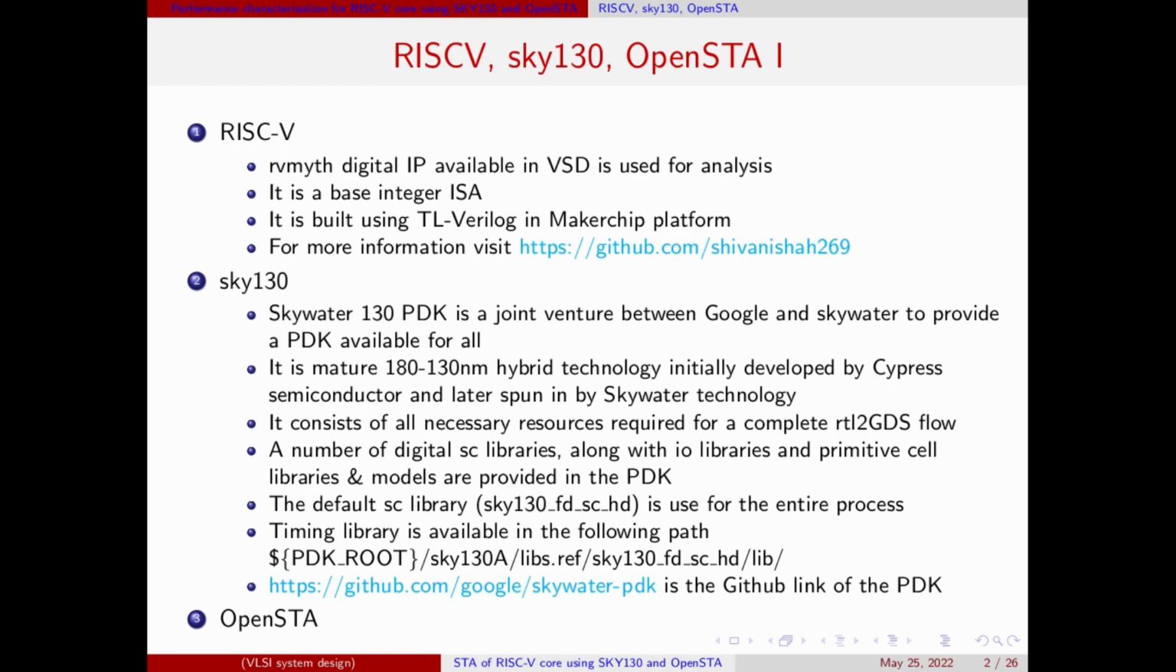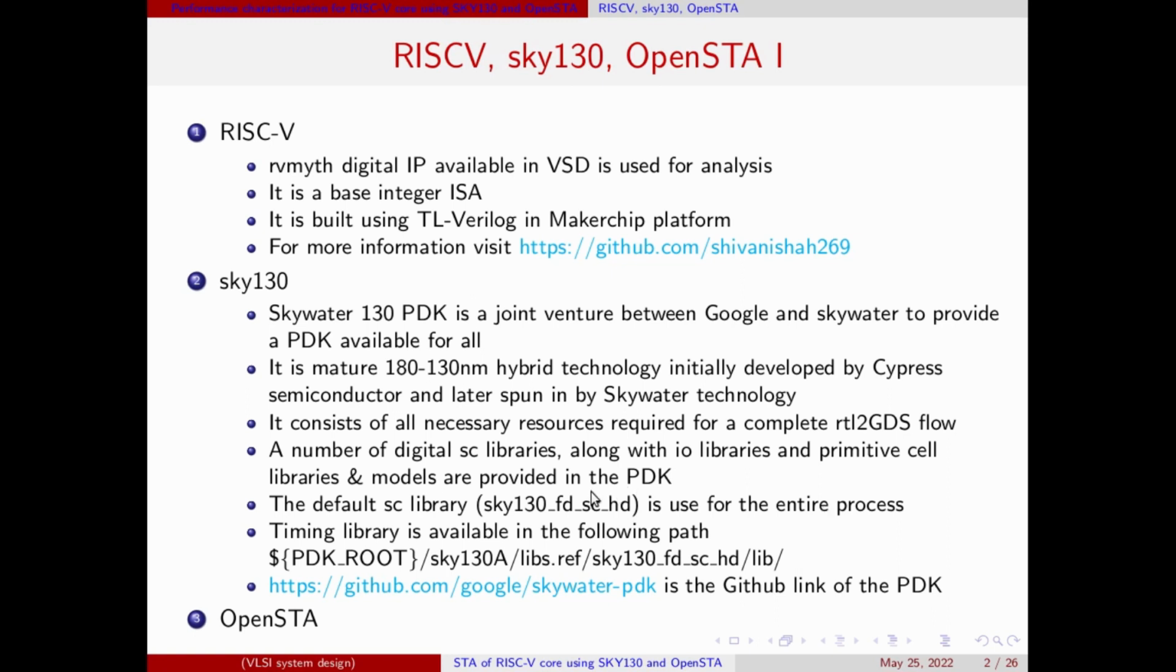Now the SkyWater 130 PDK consists of a number of digital standard cell libraries along with the input-output libraries and primitive cell libraries and models. The default standard cell library is the SkyWater high density library, and I used the timing libraries available with the high density library for my analysis.